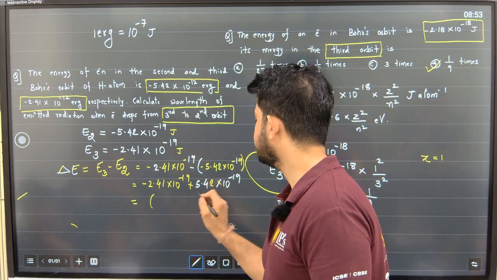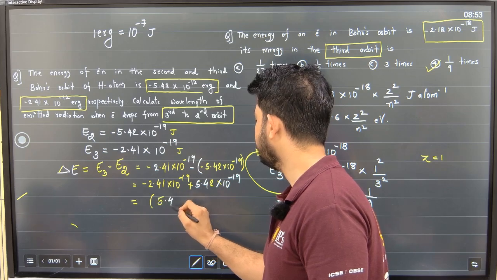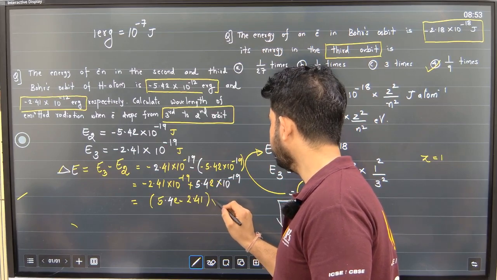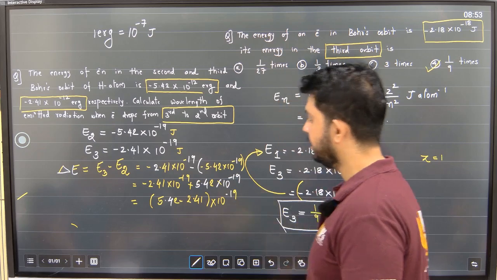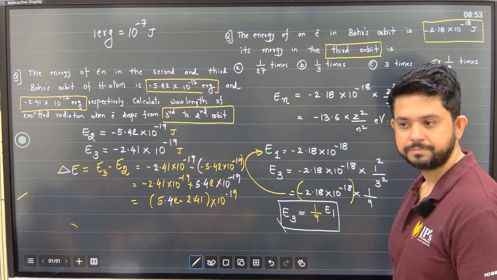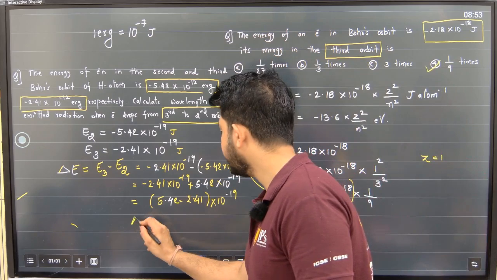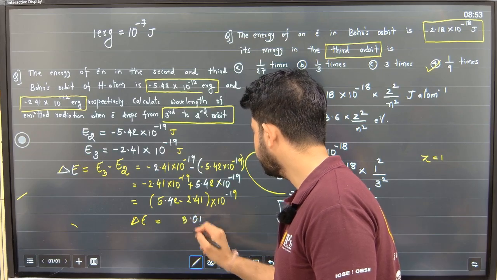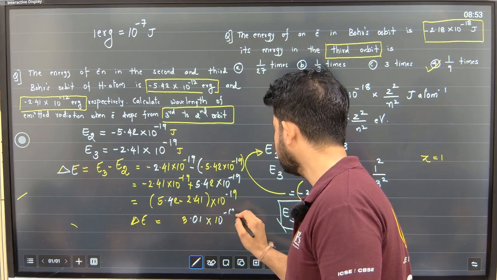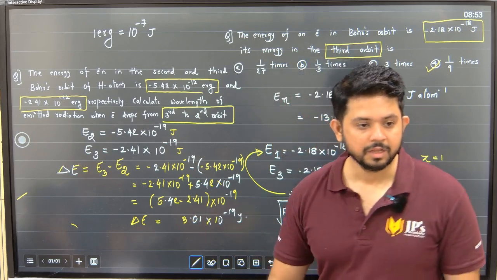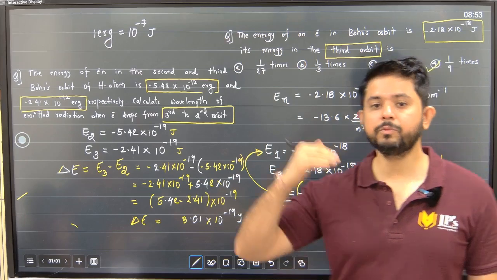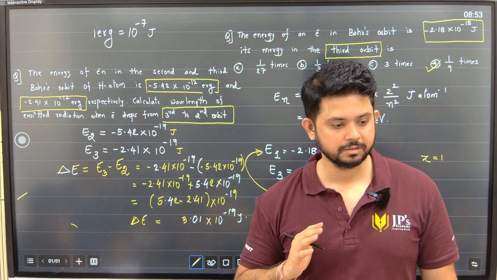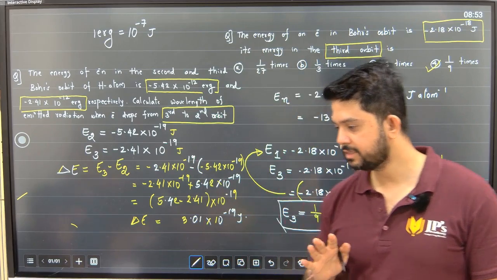Can I write this as, if I take 10 raised to minus 19 common, 5.42 minus 2.41 into 10 raised to minus 19. How much does that become? How much is delta E? That is 3.01 into 10 raised to minus 19 joules. So this is the energy gap between the third orbit and the second. Are you with me so far? Yes or no?